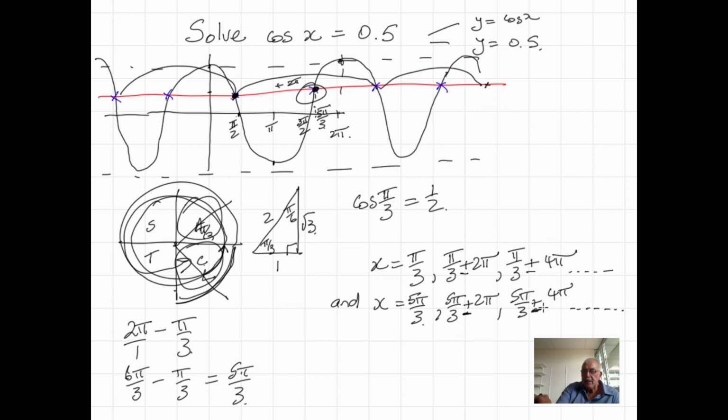So the answer to this one is not a single answer, unless obviously we're given a domain for x. But as a general rule, we've got all those angles there. There are an infinite number of angles that have a cos of 0.5.